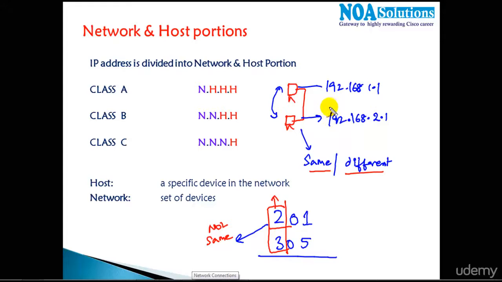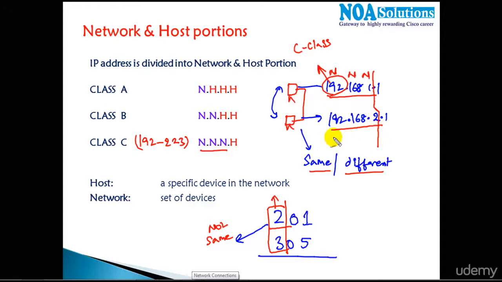Before I decide how many network portions to compare, I need to identify the class. Which class does this address belong to? As per the range, 192 to 223 is the C class. In the C class, how many network portions do we have? 3 network portions. In order to be on the same network, the network portion has to be the same. This is the 192.168.1 network, and this is the 192.168.2 network. The network portions are different, which means they are on different networks.